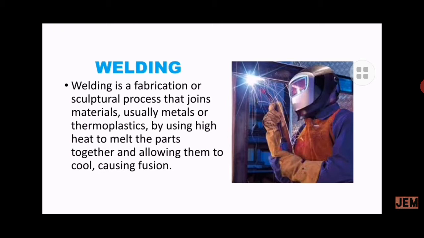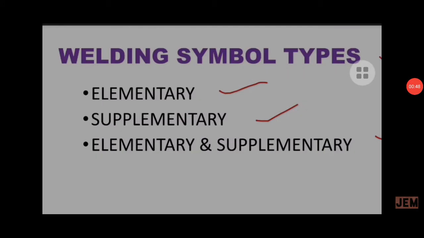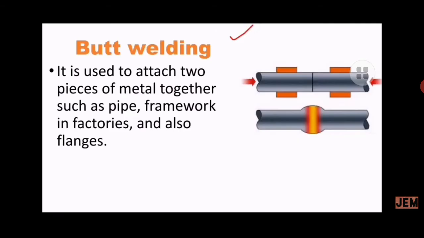The welding symbol types are elementary, supplementary, and supplementary. Elementary welding symbols: butt weld, fillet weld, spot weld, plug weld, edge weld. Okay, so butt weld. What do you mean by butt weld?